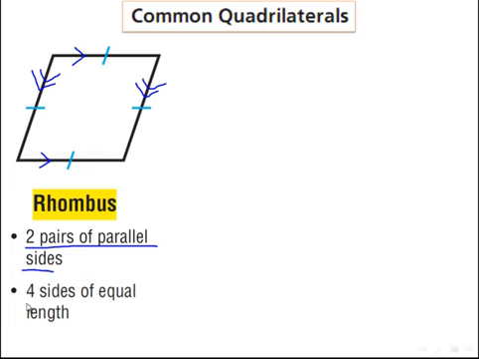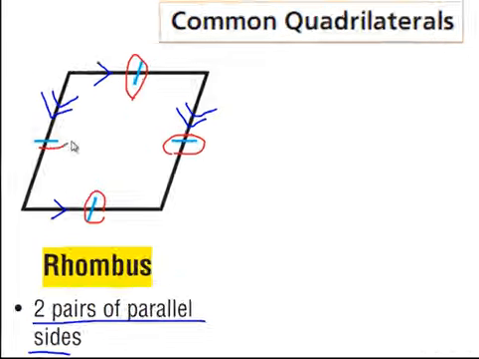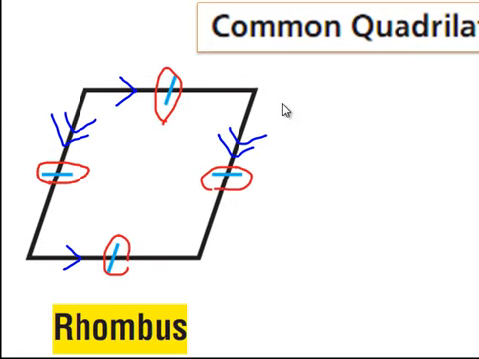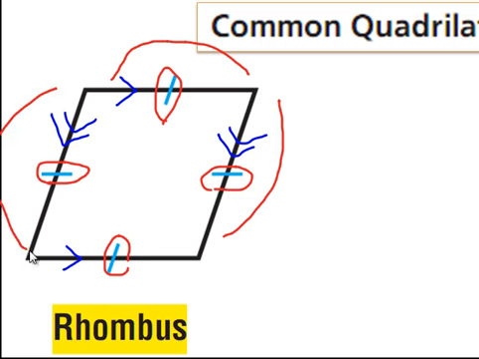Now, four sides of equal length. Can you see the sign? There are four equal signs, as you see. They mean this side has the same length as this one, and this one. There are four sides of equal length.